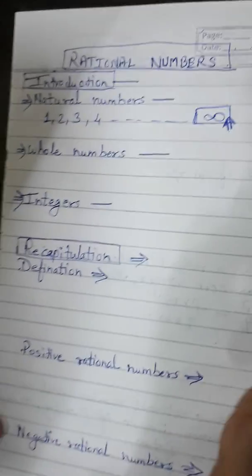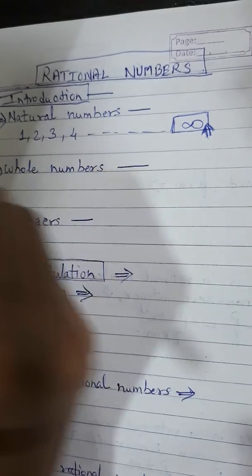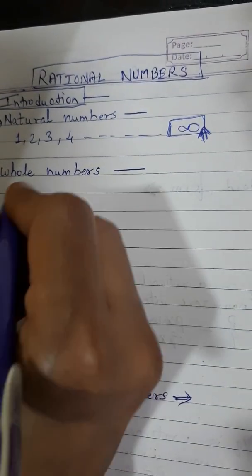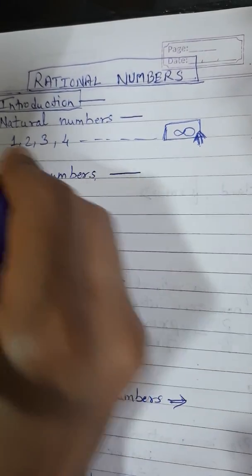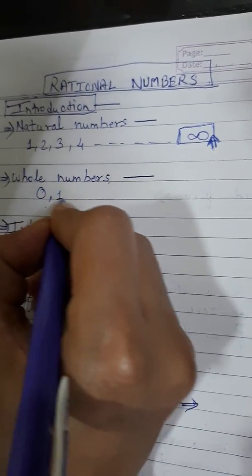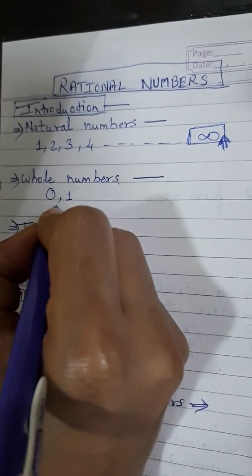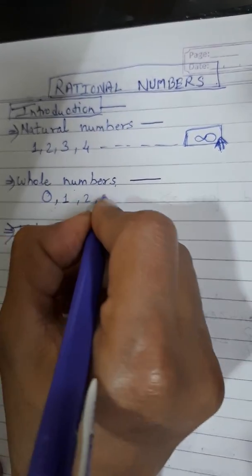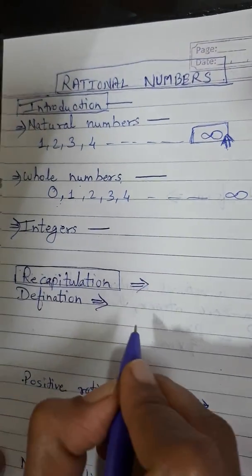Okay, so next one is the whole number. Whole means when we include zero in natural numbers, then it will become whole numbers like 0, 1, 2, 3, 4. This is also till infinity.